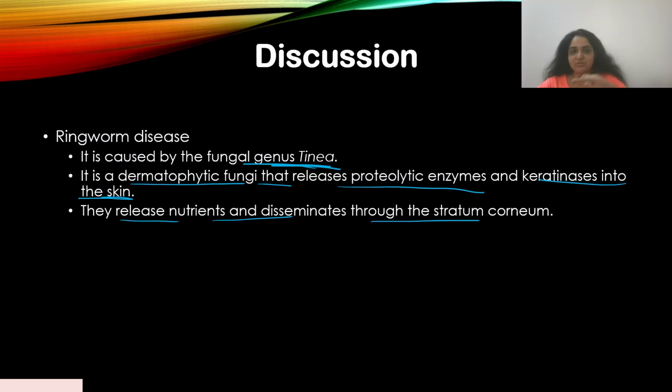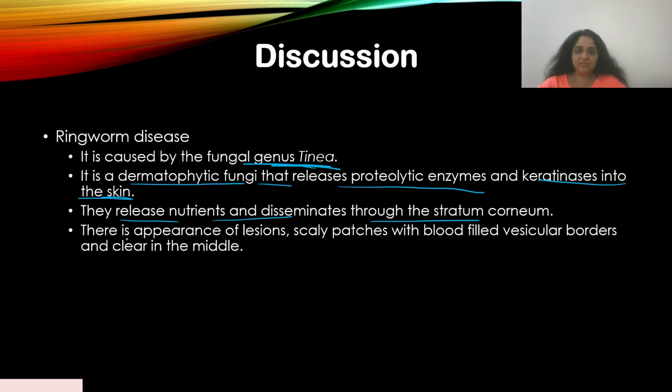Stratum corneum is the upper layer of the skin, and they release the nutrients and this spreads on the stratum corneum. Now there's appearance of lesions, scaly patches with blood-filled vesicular borders and clear in the middle. So you have a reddish patch around and the middle would be clear. This is what ringworm disease looks like.